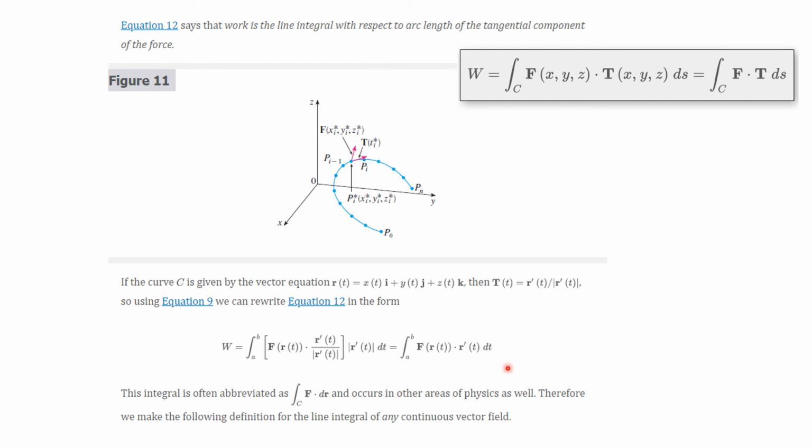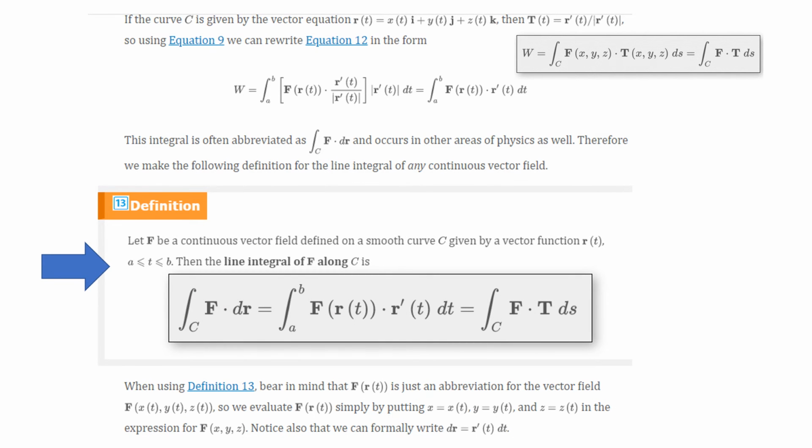This is often abbreviated, and we make notation like this. Since this is the derivative times dt, and that's the derivative with respect to t, we just call that dr. So this integral is abbreviated as the integral over C of F dotted with dr. This happens in many areas of physics. And so we have this definition. The definition is down here.